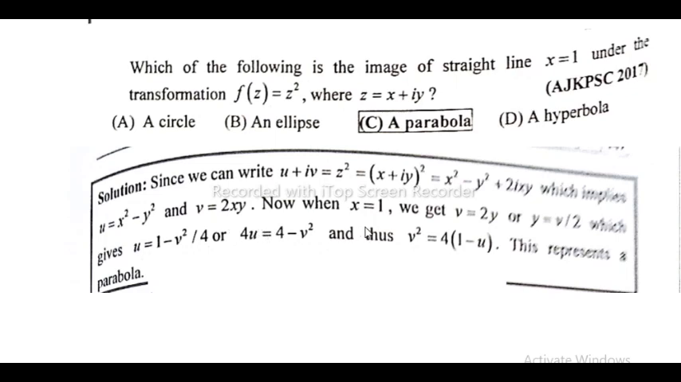Now when x = 1, we get v = 2y, or y = v/2, which gives u = 1 - v²/4. So 4u = 4 - v², so v² = 4(1 - u). This represents a parabola. So option C is correct.